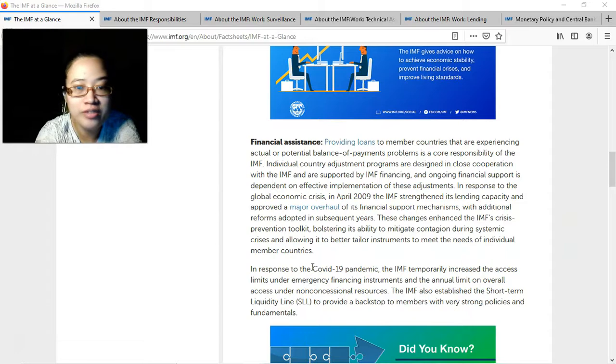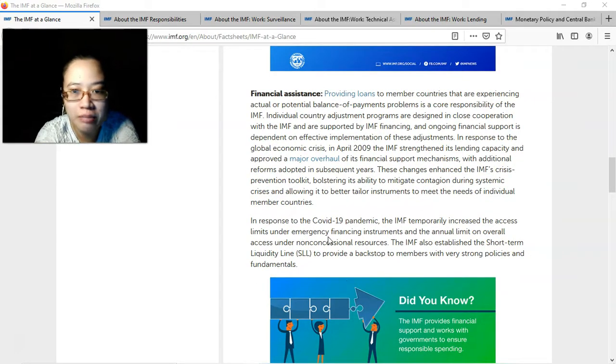Alright, moving on. In response to the COVID-19 pandemic, the IMF temporarily increased the access limits under emergency financing instruments and the annual limit on overall access under non-concessional resources. The IMF also established the short-term liquidity line to provide a backstop to members with very strong policies and fundamentals.